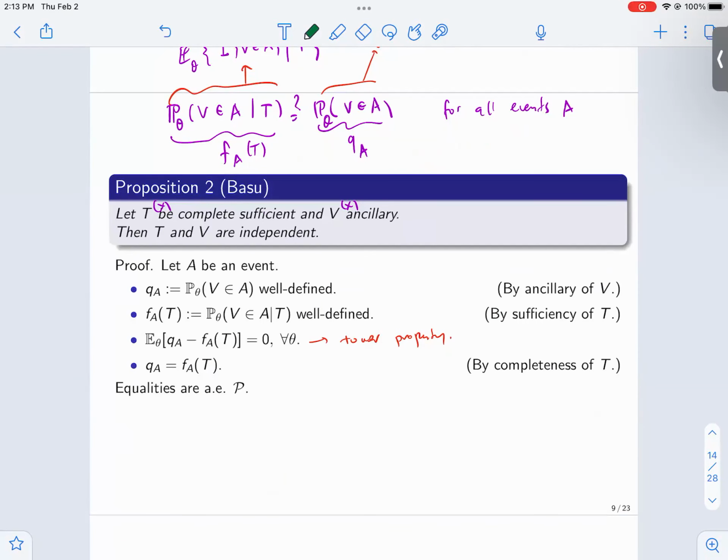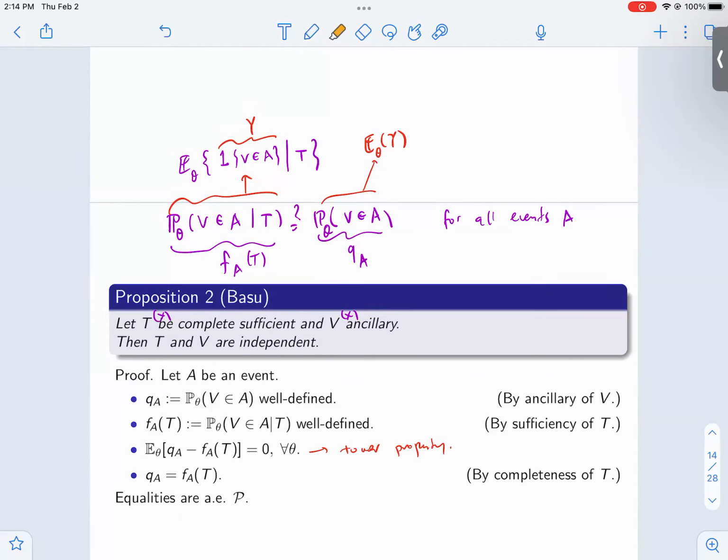Another way of using that idea is to show this result: if T is complete sufficient and V is ancillary, then T and V are independent. Again, V ancillary means the distribution does not depend on theta. To show that T and V are independent, I had to show some sort of a result like this, and this is going to be a valid statistic by sufficiency of T. So there we use that and then completeness. I'm not going to go over this.